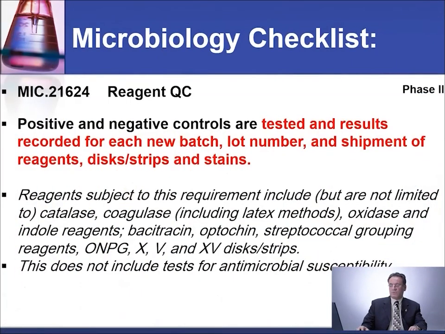For micro 21624 reagent QC, the positive and negative controls are tested and resulted and recorded for each new batch, a new lot, and a new shipment of the same lot or a different lot for reagent, disc strips, and stains.